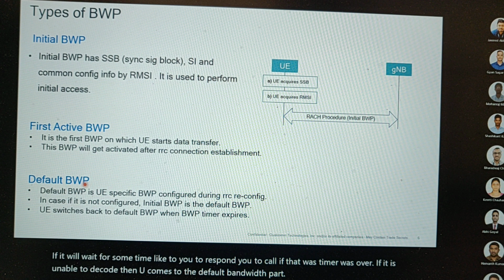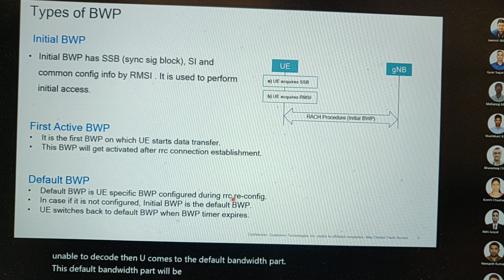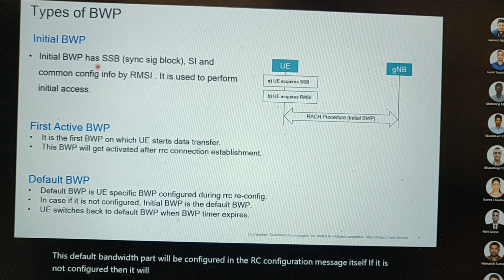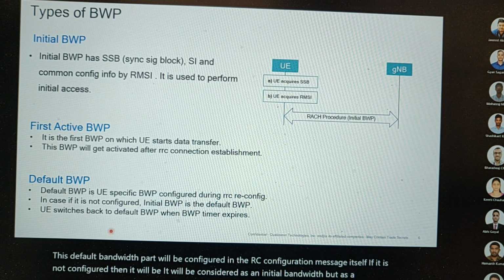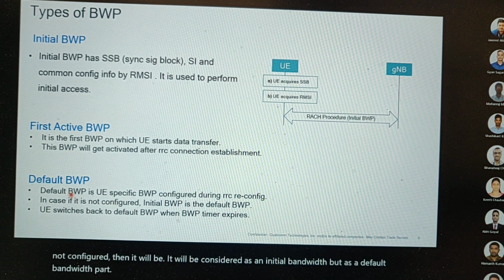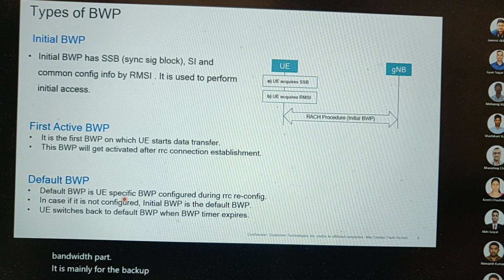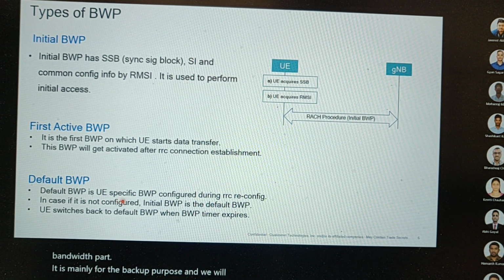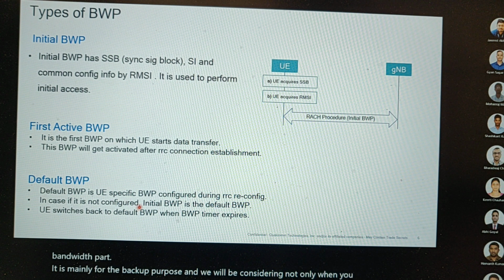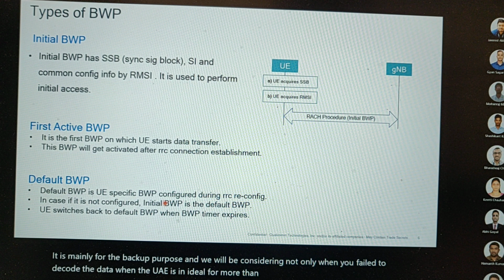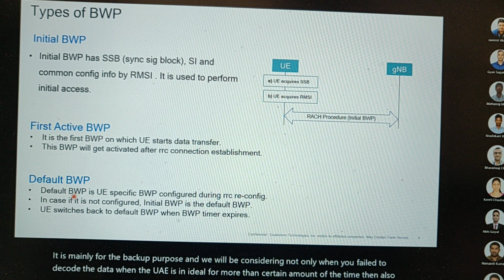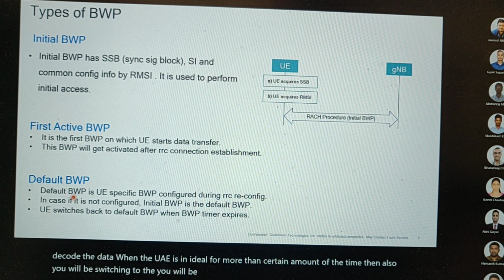This default bandwidth part will be configured in the RRC configuration message itself. If it is not configured, then the initial bandwidth part will be considered as the default bandwidth part. It is mainly for backup purposes, and we consider not only when the UE fails to decode the data. When the UE is idle for more than a certain amount of time, then also the UE will come to the default bandwidth part.